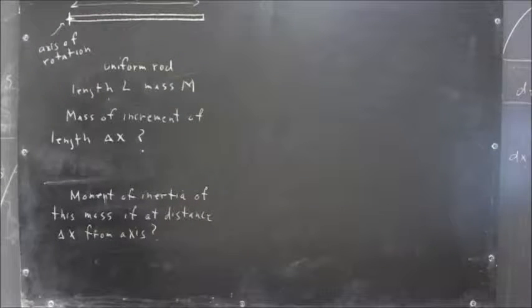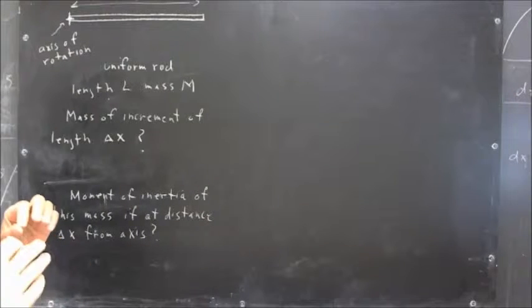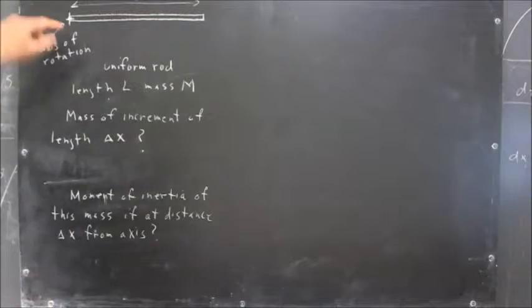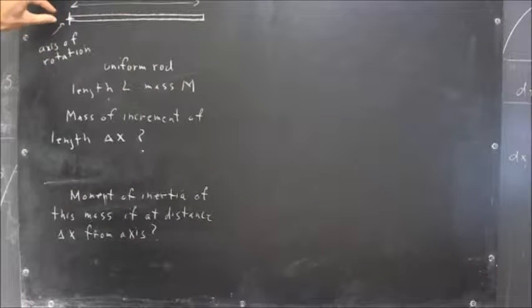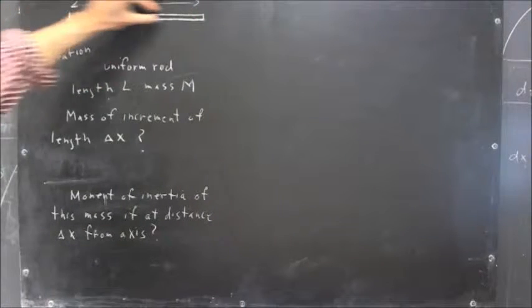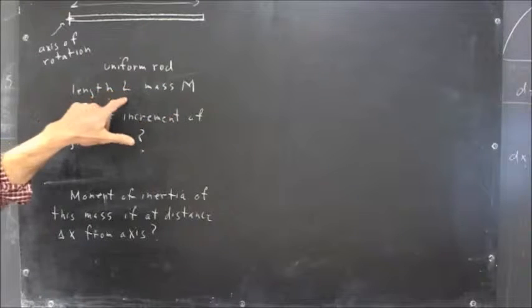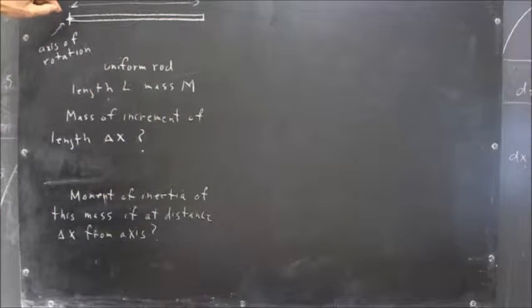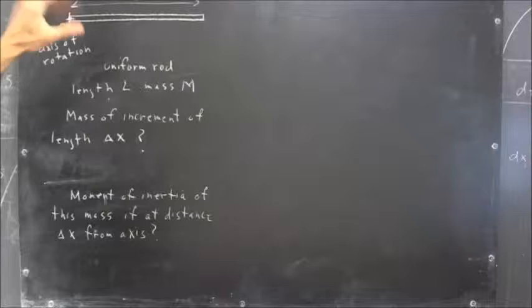We've seen the concept that moments of inertia of an object, moments of inertia of individual masses on an object, can be added. What do we do about something like this rod? Consider this to be a rod, a uniform rod of length L, mass M, fixed to rotate about an axis of rotation that goes into the board here, or comes out of the board, doesn't matter.